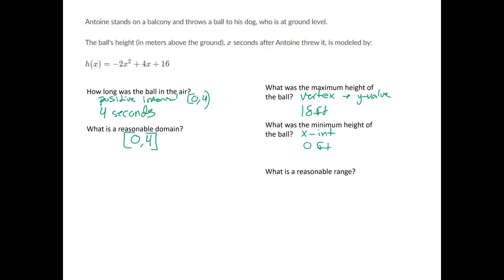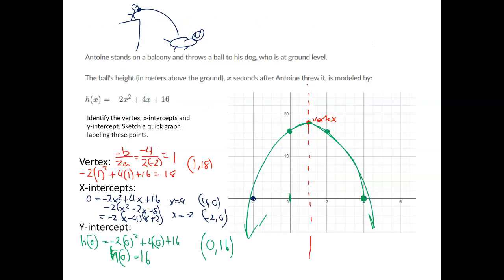What's our reasonable range? 0 to 18. That's our range. Does it reach 18 feet? The ball can't go negative, but it can be 0. The ball can be 0, so it's included. It can be 18, so it's included, and it reaches from there to there.